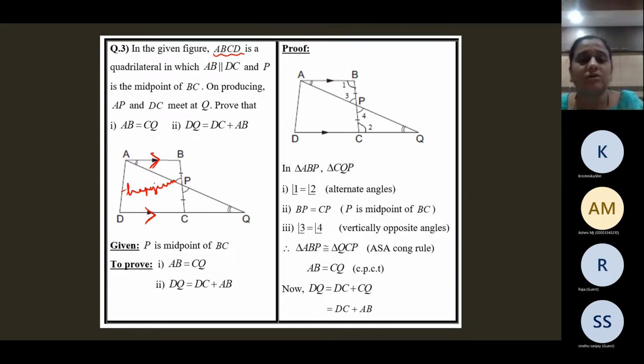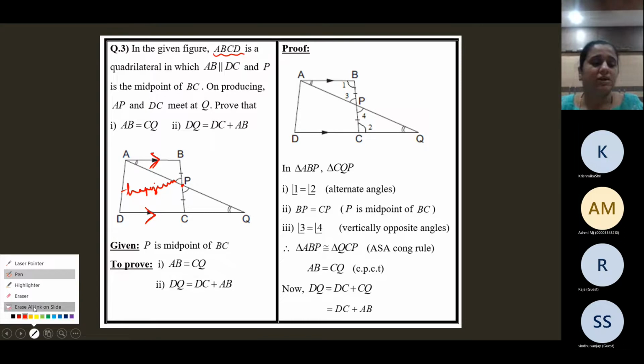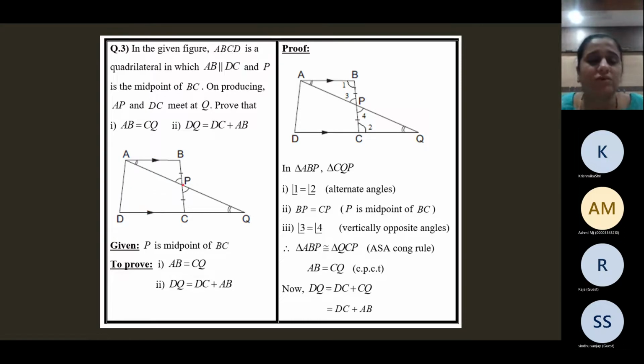P is the midpoint of BC. If P is the midpoint of BC, which are the two equal parts? BP and CP, ma'am. BP is equal to PC because P is the midpoint of BC.